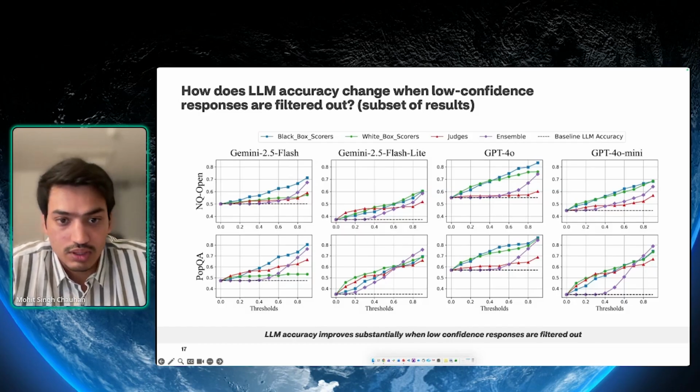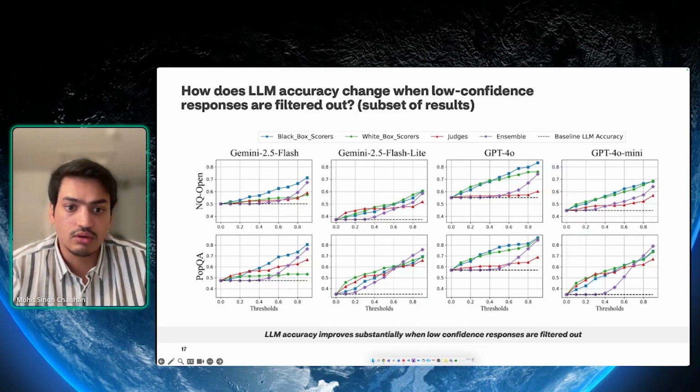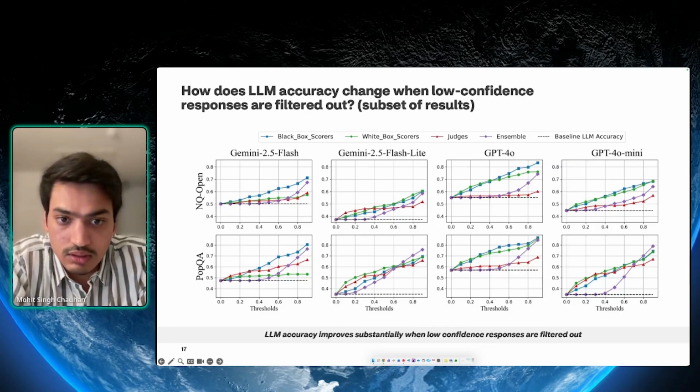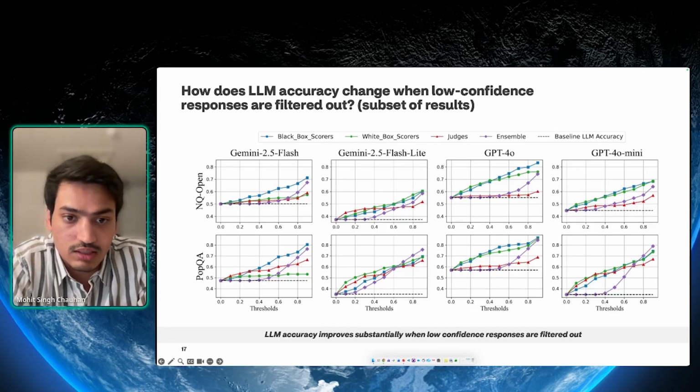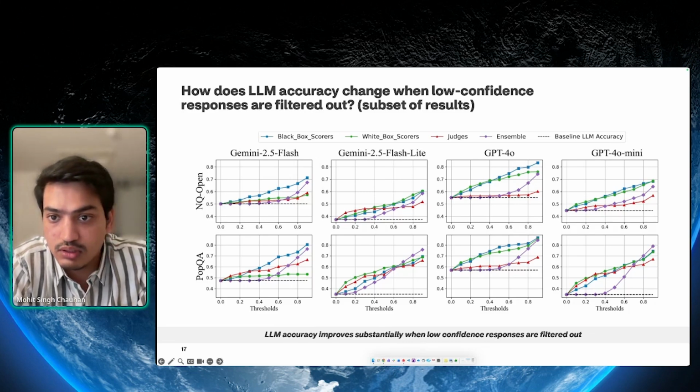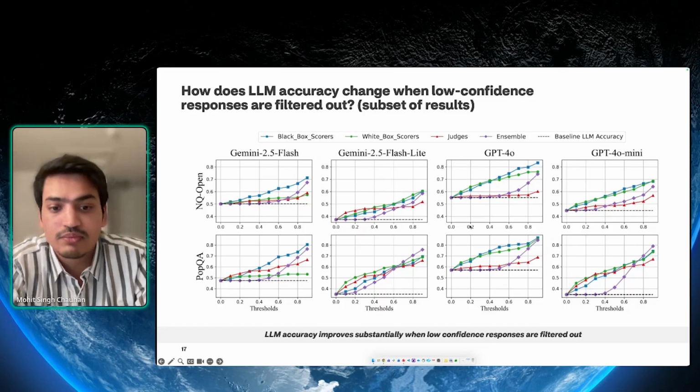Here, I want to quickly point out one thing. If you observe all the plots, there is one common trend: as you increase the threshold, there is a monotonically increasing trend, which is a very good indicator that we can actually improve the LLM accuracy by removing the low confidence responses.